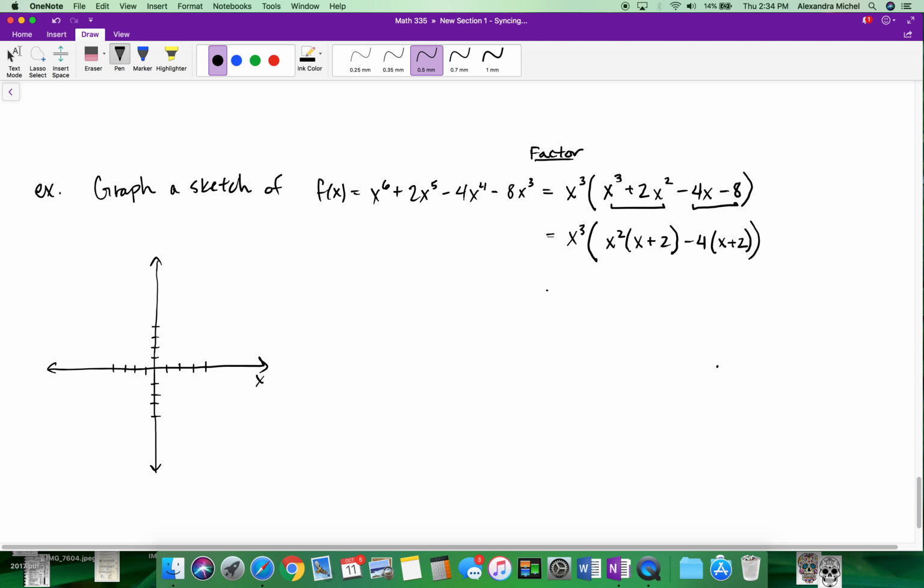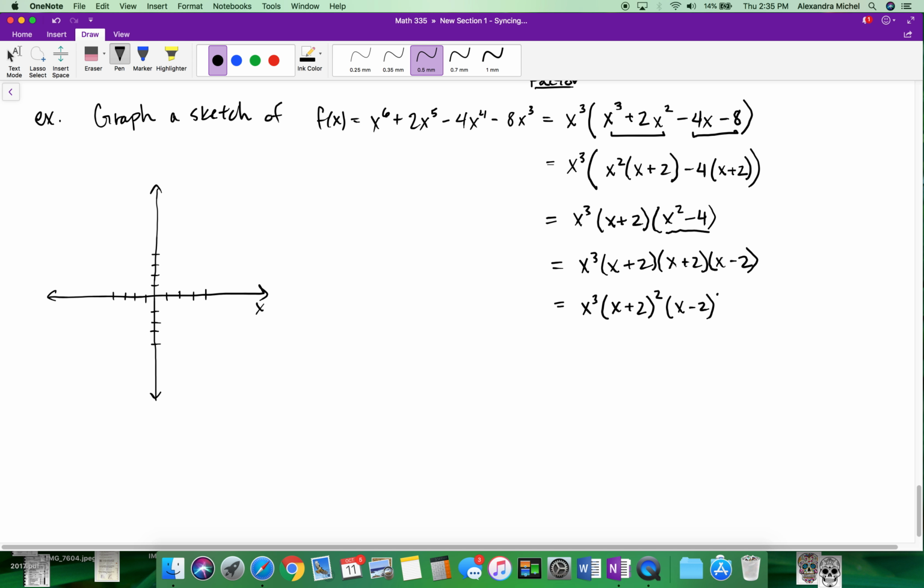So it looks like I can take out not only an x cubed, but an x plus 2, and I'm left with x squared minus 4. Well, we know how to factor that. That's a difference of squares. So our final factorization is x cubed times x plus 2 times x plus 2 times x minus 2. It looks like we have 2 x plus 2 factors, so I could actually write this as x plus 2 squared times x minus 2.